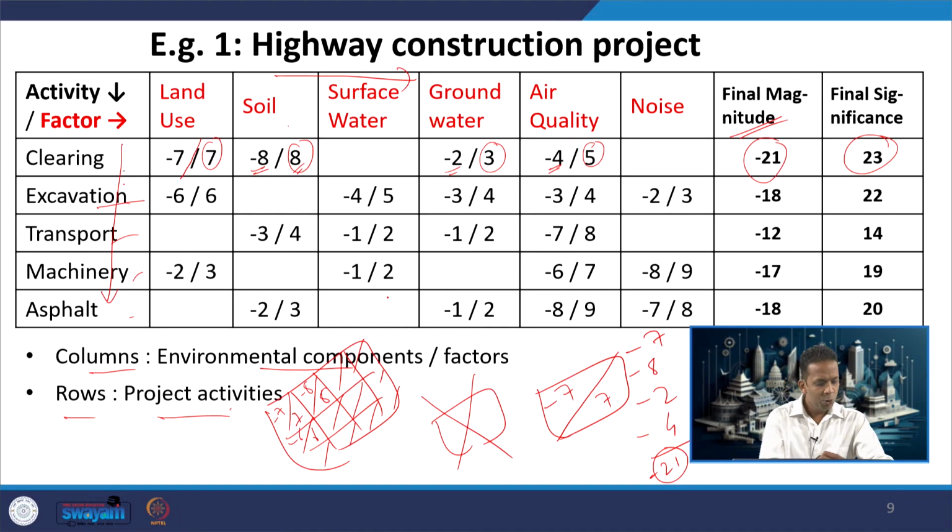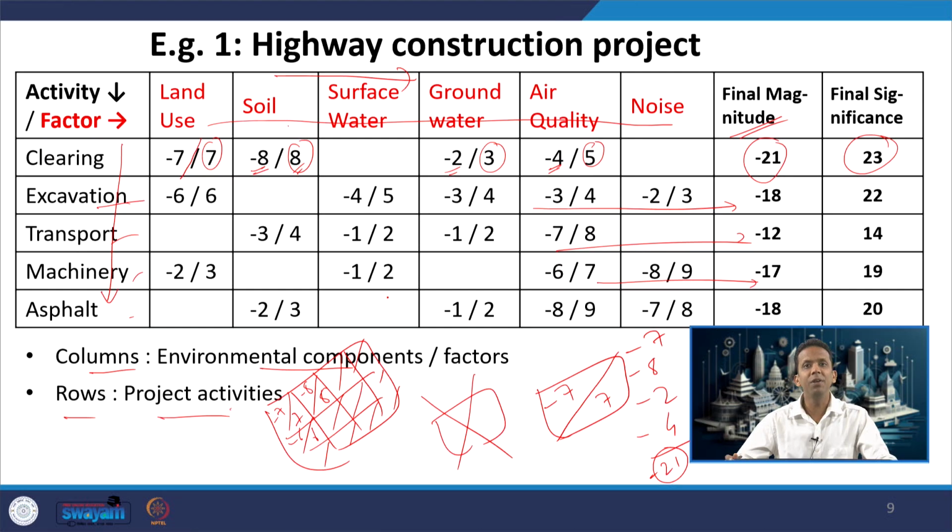Here we do not have any socio-economic or public health or safety factors, so we do not have much positive magnitude impact, it is all negative, because we are having different components of the environment here. We do not have any socio-cultural economic factor here. Similarly, you do all the row wise additions to get the final magnitude and final significance.